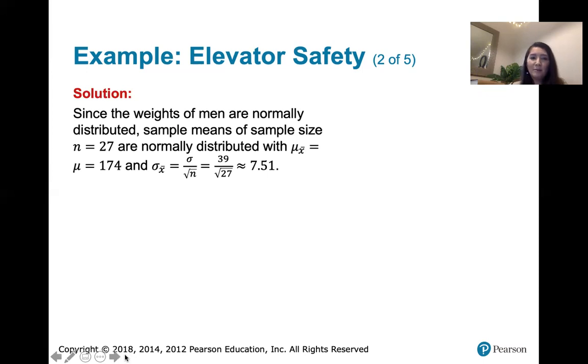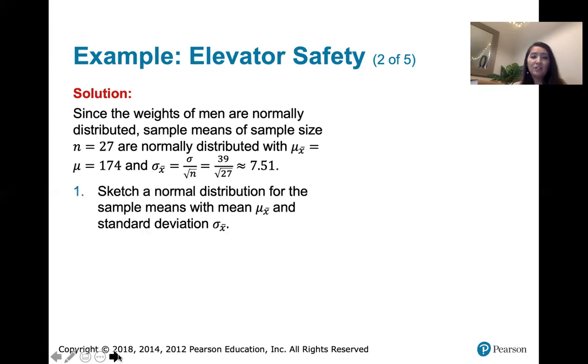So if I want to find the probability that a sample mean is greater than 185, the first thing I'll do is sketch a normal distribution. This will be a normal distribution for the sample means, not a normal distribution for the weights of men in general. This is the normal distribution for the sample means when you're dealing with a sample of size n equals 27. That sample will have a mean given by the mean of the sample means, 174 pounds, and a standard deviation of the sample means, which is approximately 7.51.